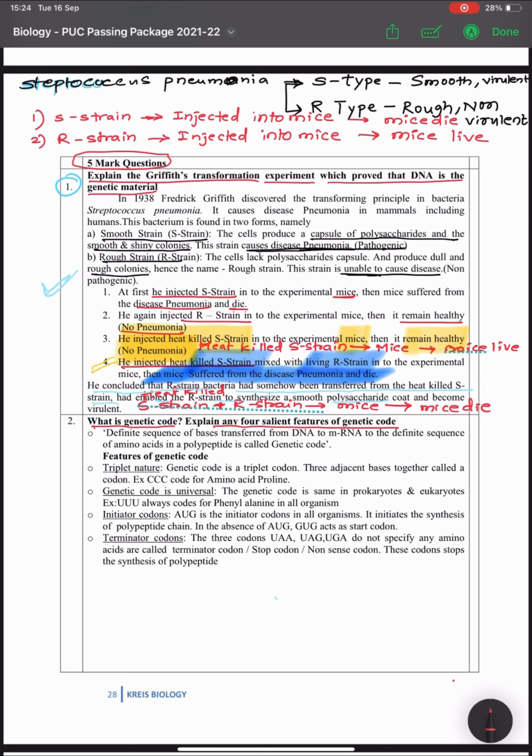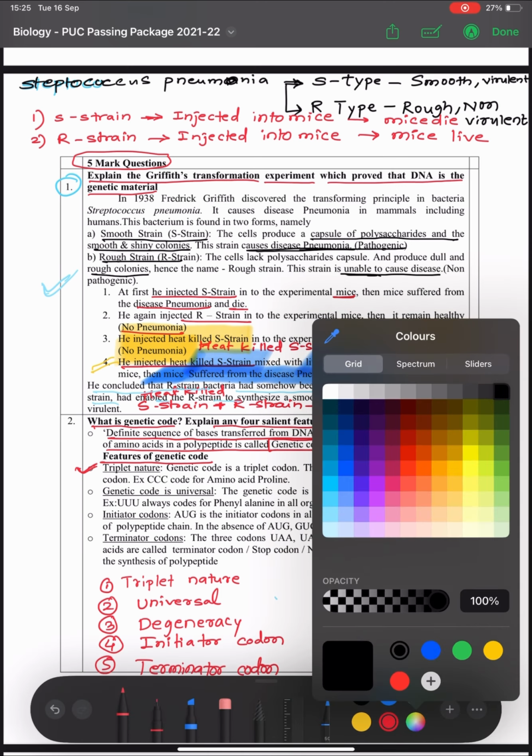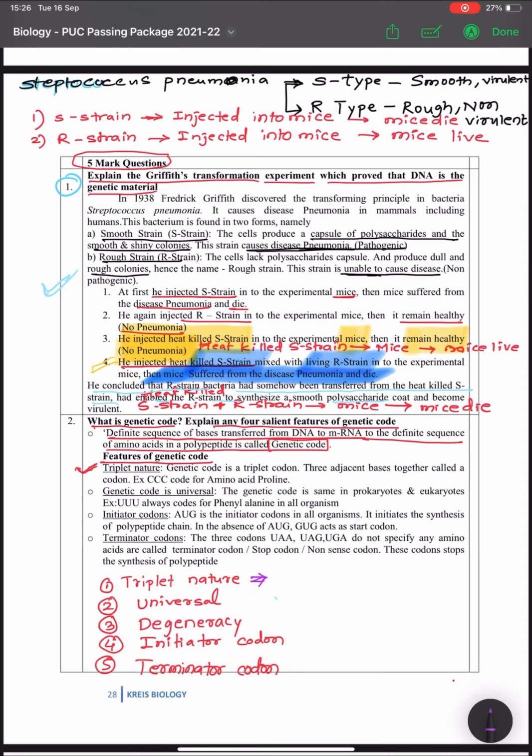Second question, what is genetic code and salient features? Here we'll find amino acid sequences. There are 5 different characteristics. First one is triplet nature. Genetic code has a universal nature, it has degeneracy, and it also has an initiator codon and a terminator codon. Triplet codon, where genetic code is always present in the form of triplets. For example, CCC, ACC and AUC.